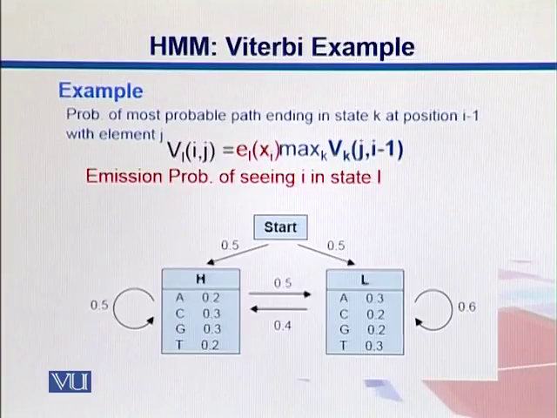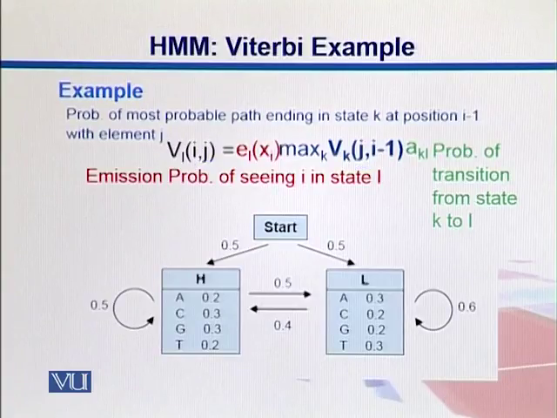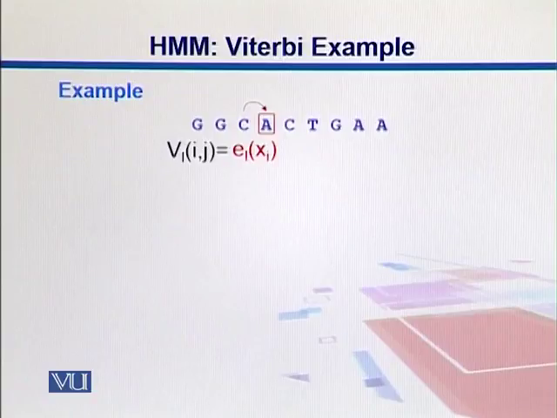Don't be confused with the previous j over here. These elements can be the same or they can be different. Sorry, I should have used different symbols. And this is then multiplied with a_kl, the probability of transition from state k to l. We can elaborate with this example.